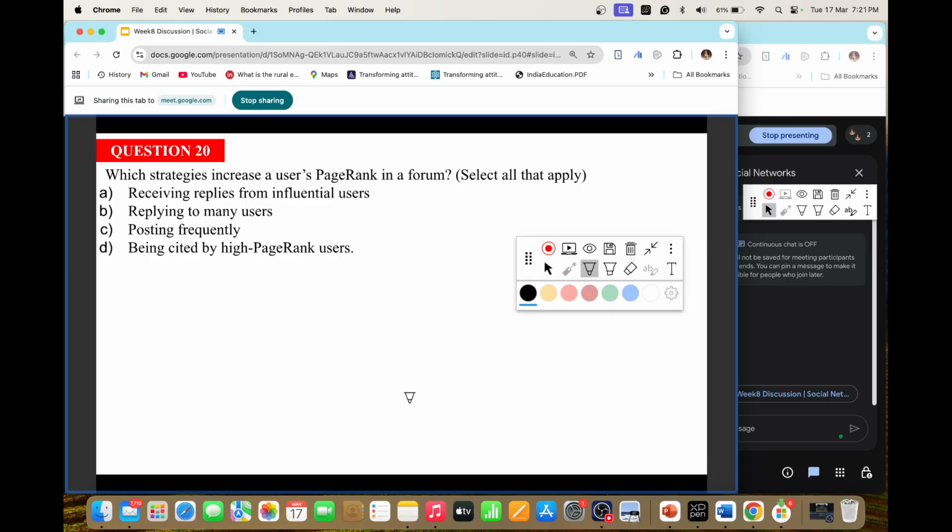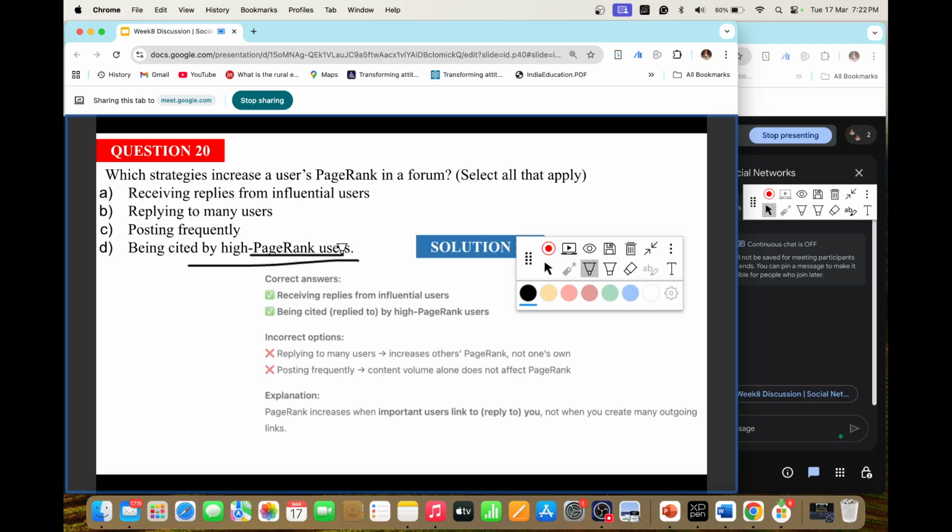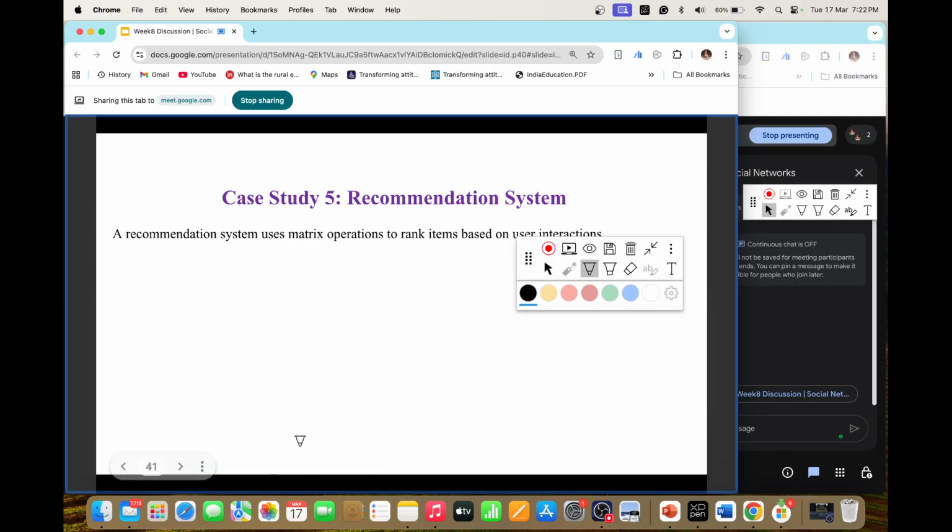Which strategy increases a user's PageRank in a forum? Receiving replies from influential users, replying to many users, posting frequently, being cited by high PageRank users. So definitely option A is correct, and option D is correct, being cited by high PageRank users. PageRank increases when important users link or reply to you, not when you create many outgoing links. So option A as well as option D is the correct answer.